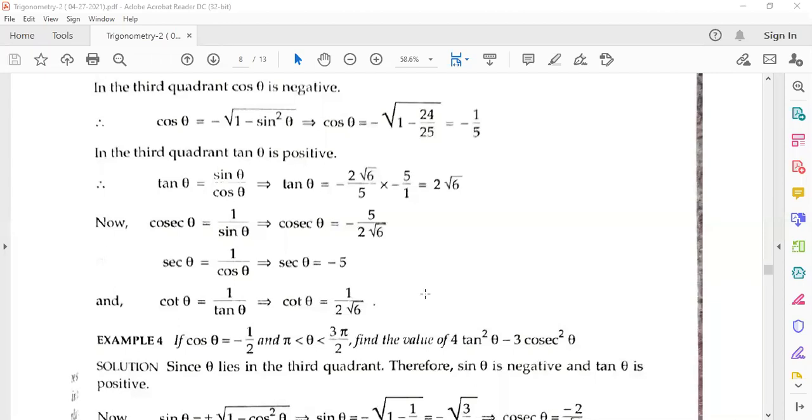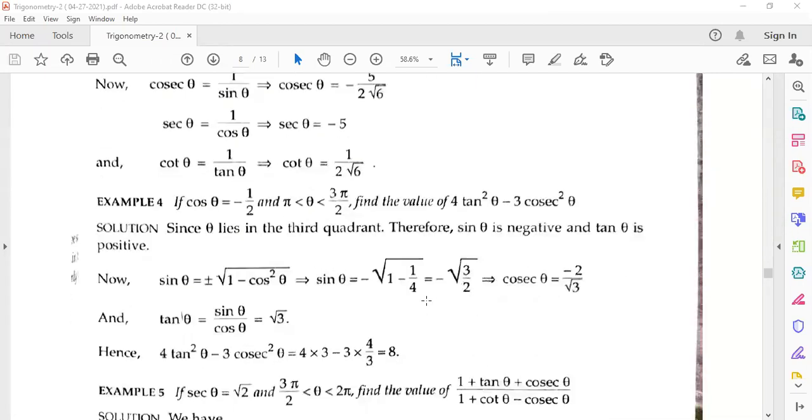समझ में आया? Yes, sir. Yes, sir. Okay, now we are going for the next example.